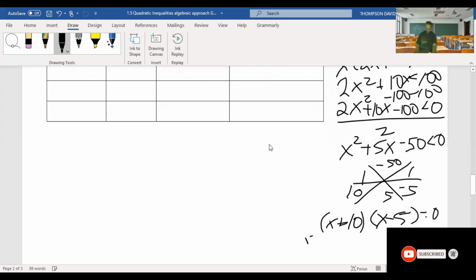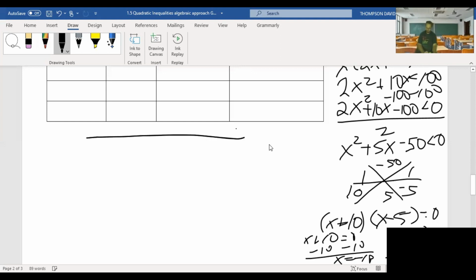And we set it equal to 0 to find our zeros. So we'll say x plus 10 equals 0. We'll subtract 10 from both sides. We'll say x equals negative 10. We'll say x minus 5 equals 0. We'll add 5 to both sides. And that's going to be x equals 5. So on the number line, we just set up our numbers. Has to be negative 10 and positive 5.